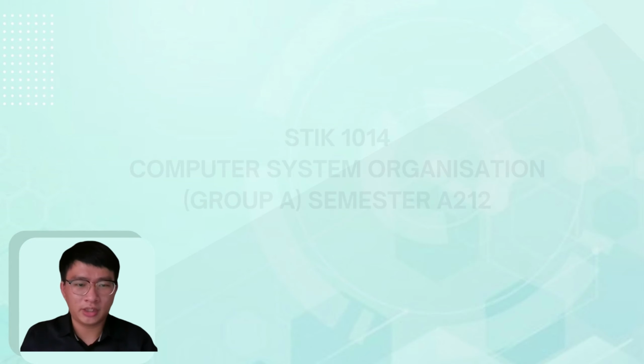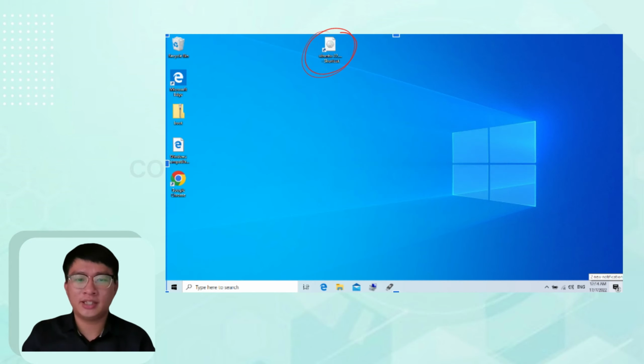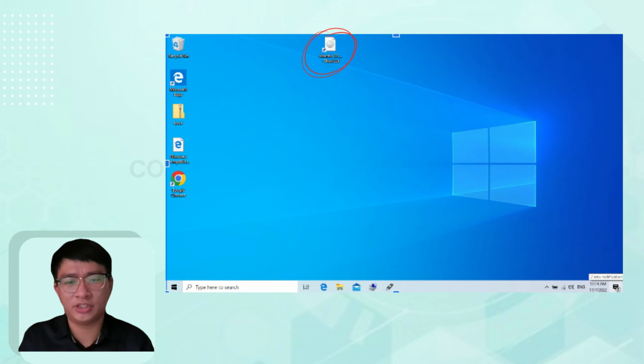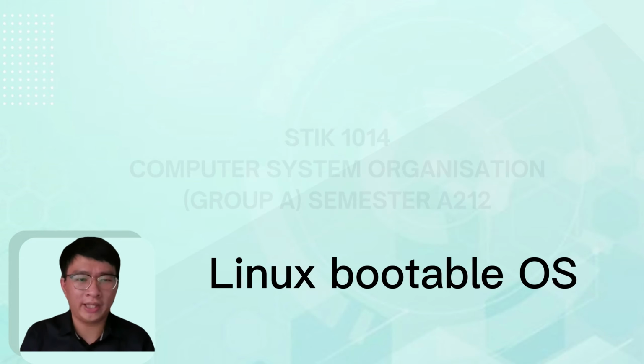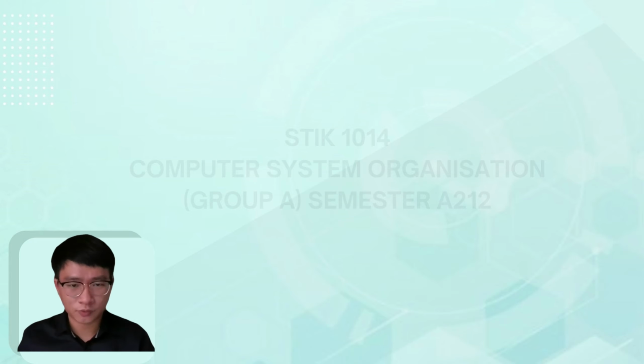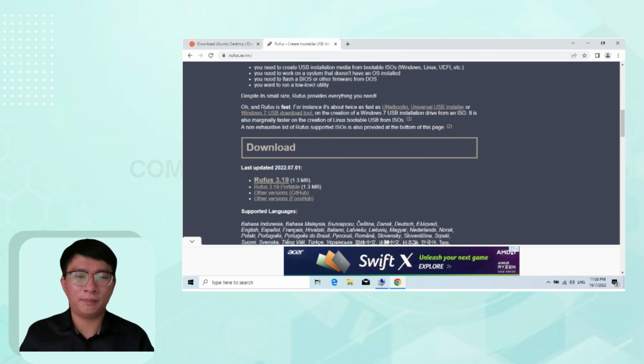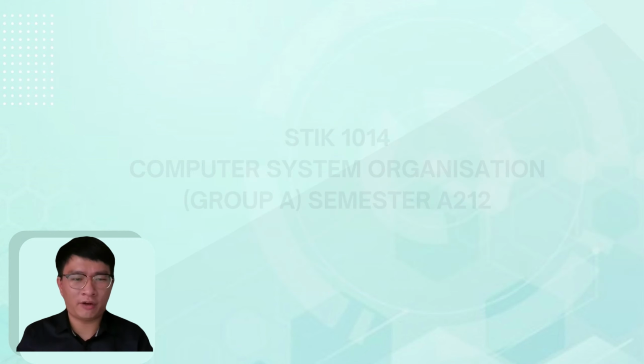For the Ubuntu, in the picture is the Ubuntu ISO, which is already installed, and the link is used to install the Ubuntu ISO. And next, I would like to present about the Linux bootable OS. For the Linux bootable OS, you need to download a Linux tool like Rufus from the following link, and in the picture, Rufus has been installed.